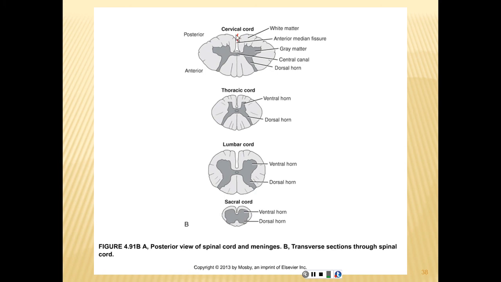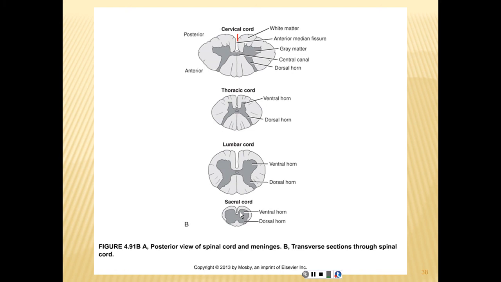So you have white matter and gray matter. White matter, remember, is the myelinated sheath. The gray matter is the actual nerve bodies. You destroy the gray matter and it cannot regenerate. You don't want to do that. You have the sacral cord.